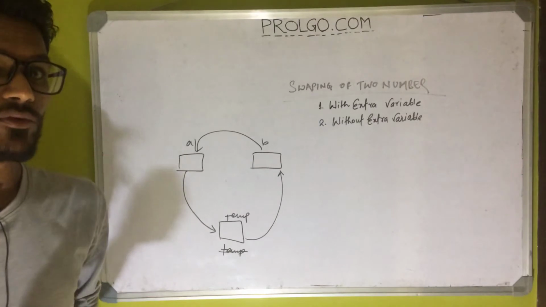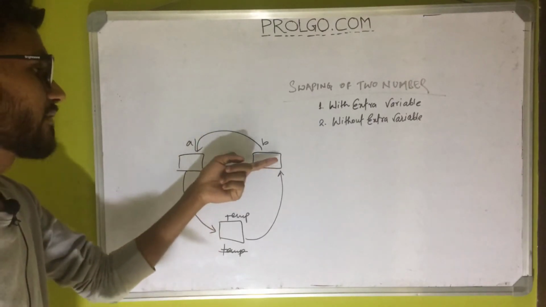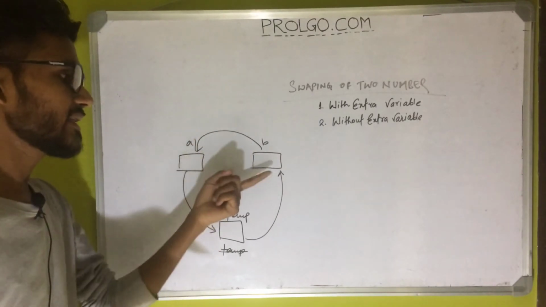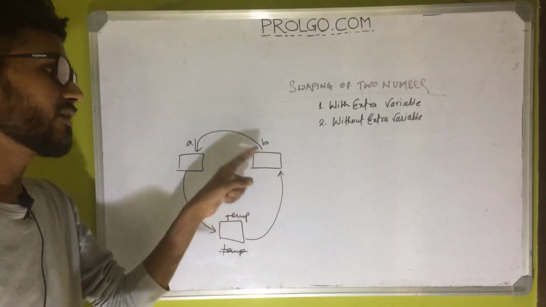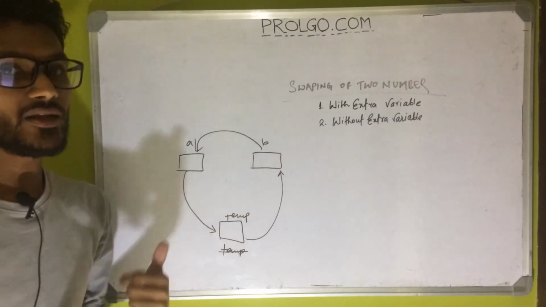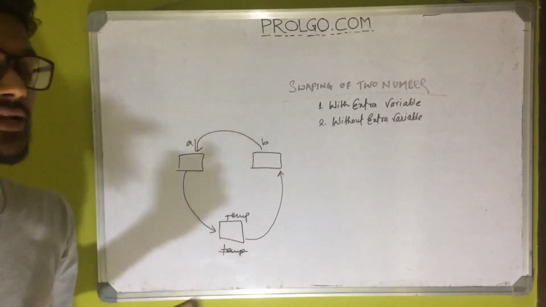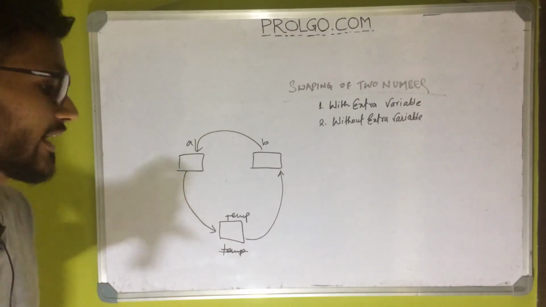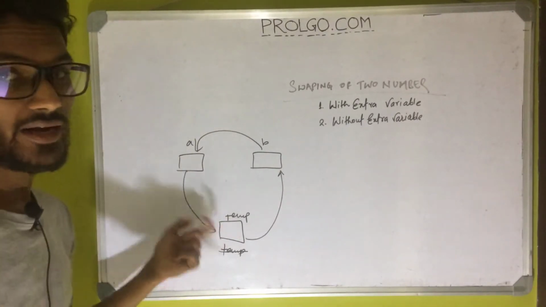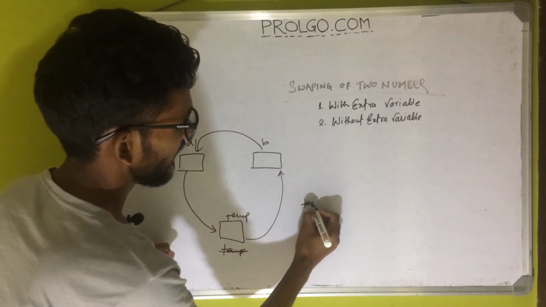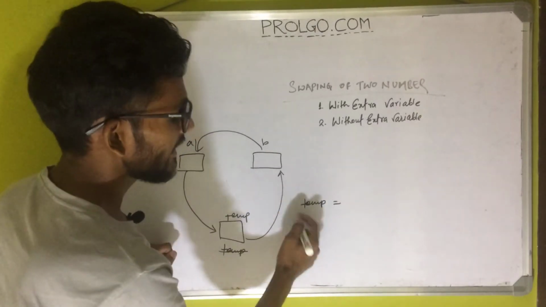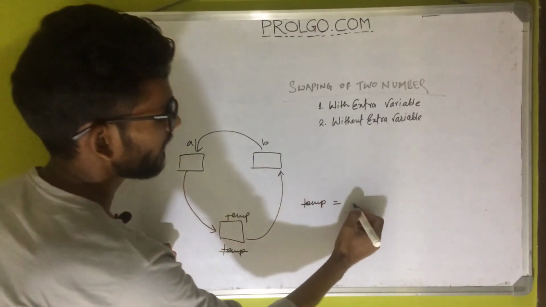And one thing you have to note here is that after moving this value to A, B is not being empty. The value is still existing. All we are doing is just updating the value. So the approach we are taking is that we have taken one extra variable which is temp, and inside temp we are moving the value of A.